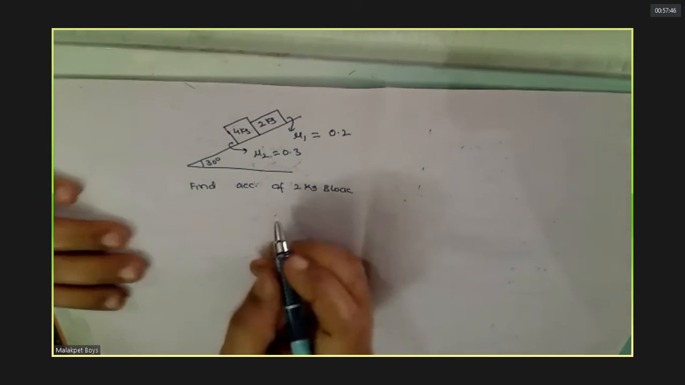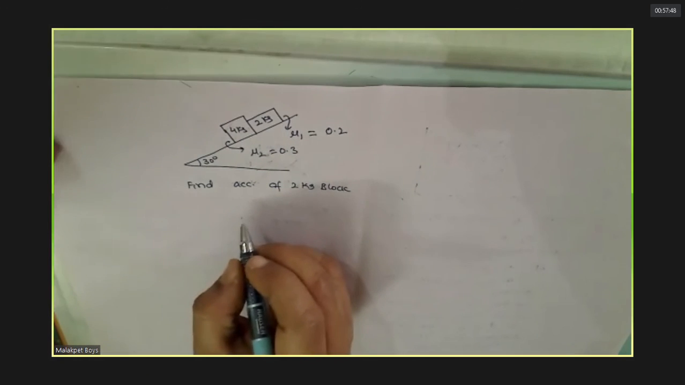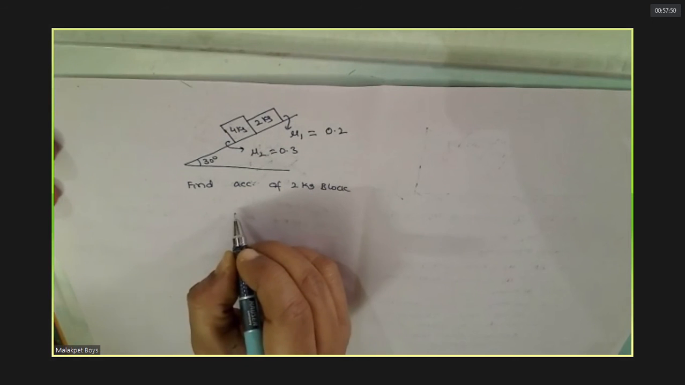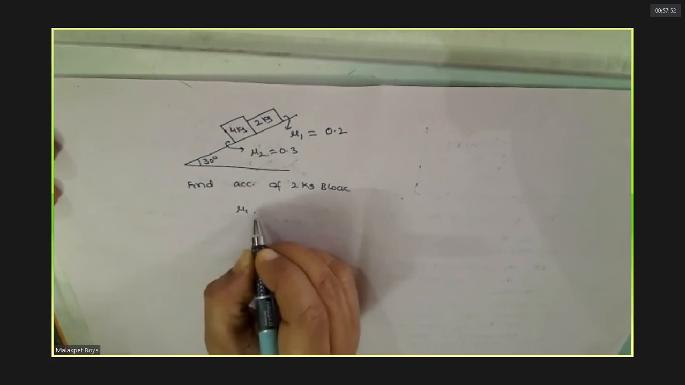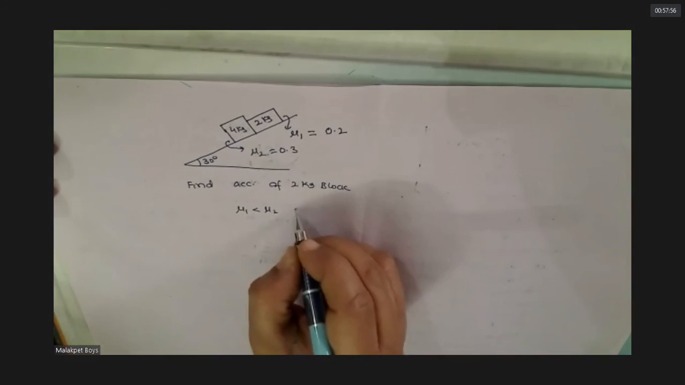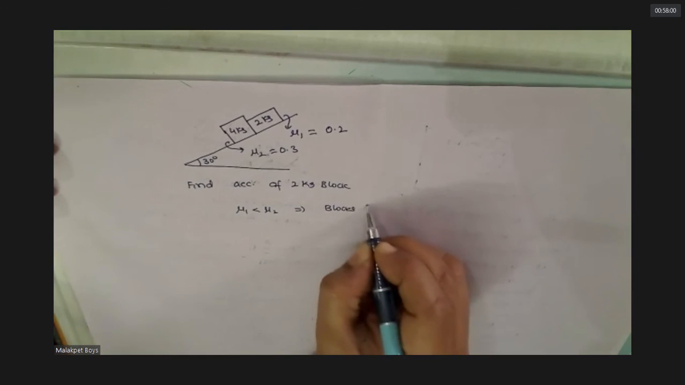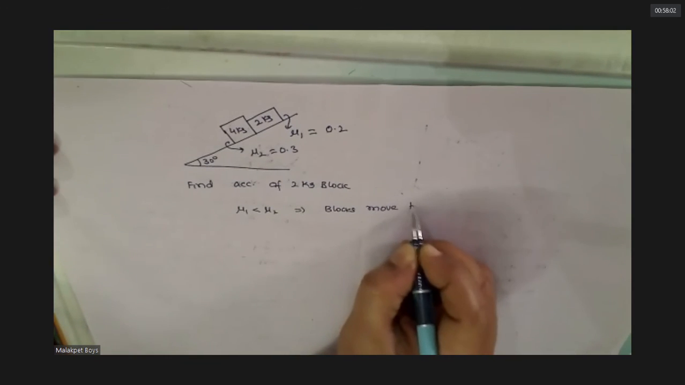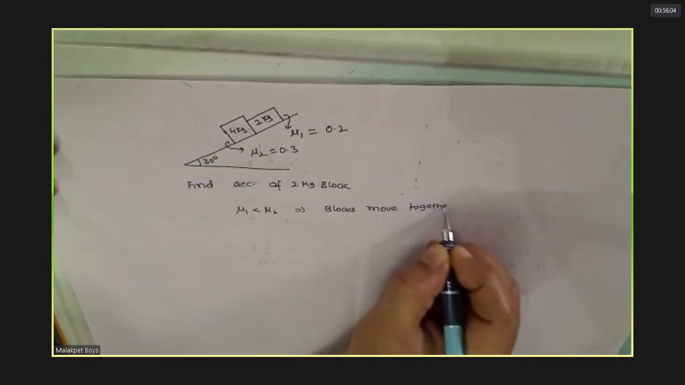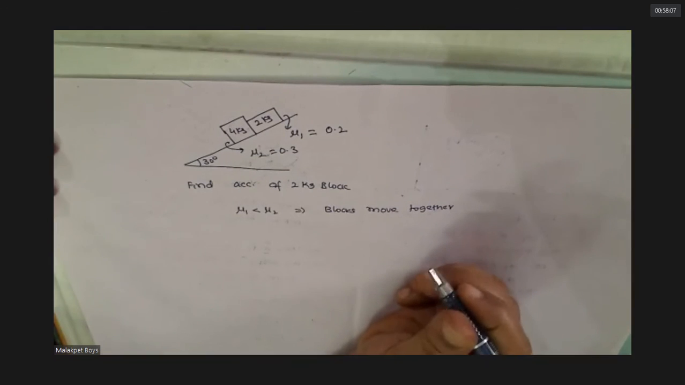Now you can see here, if you observe this, mu1 is less than mu2, no? Yes sir. This implies that the blocks move together. Understood this or not? Yes sir.